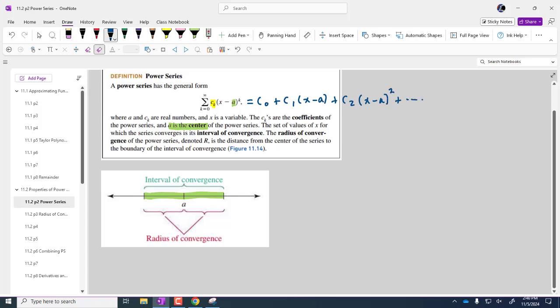What happens if we plug in an a? What do we get? c sub a? No. Think again. Try again. Think about plugging in an a. If you plug in an a here, what do you get? 0. Plug in an a here, what do you get? 0. What about there? c sub 0. So if you plug in a, all the terms are going to turn into 0 except c sub 0. So every power series will converge at its center because when you plug in the center value for x, everything disappears except for c sub 0. So every power series converges at its center.